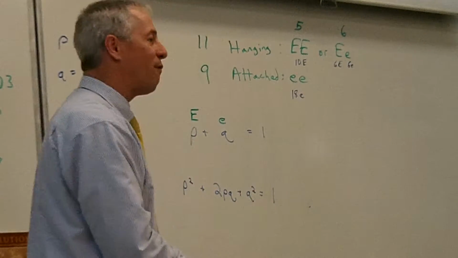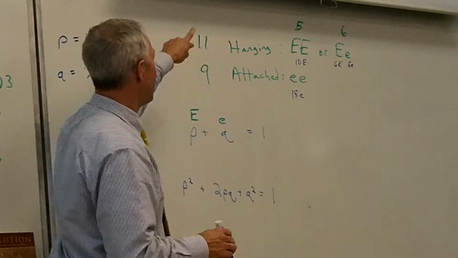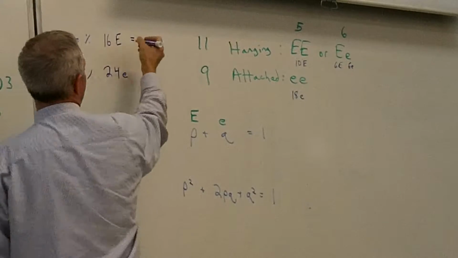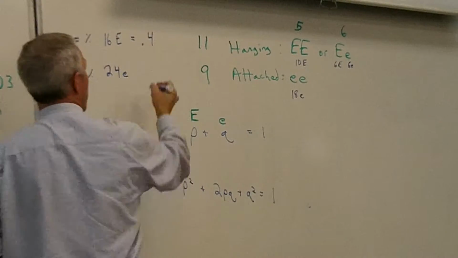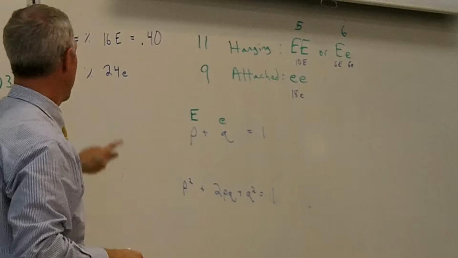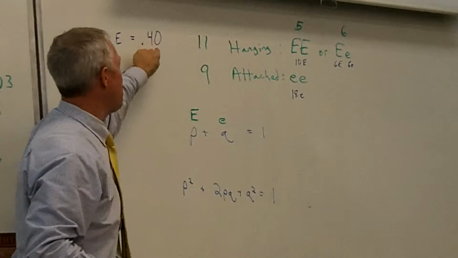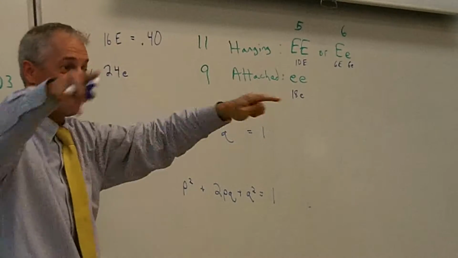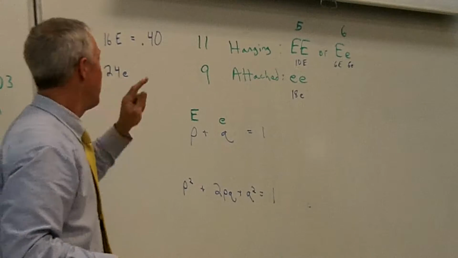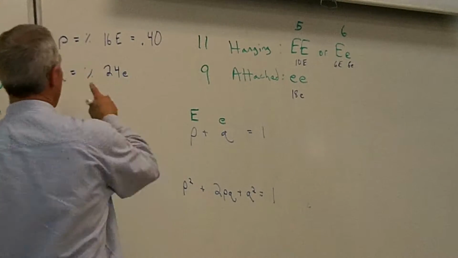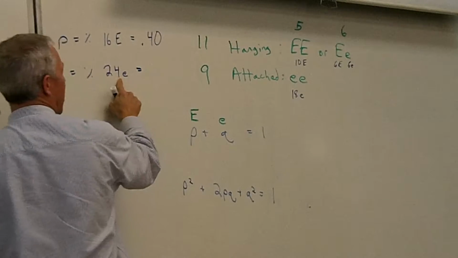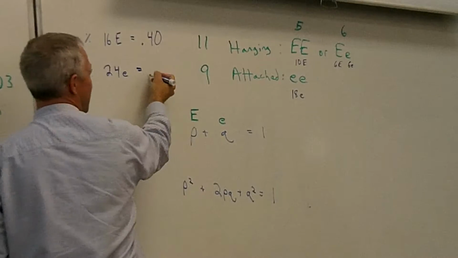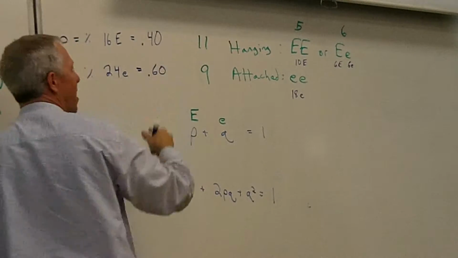So you just figured out for me that in our classroom, P is 0.40. That means 40% of the alleles are dominant in our gene pool for earlobes. And for Q, what percent are recessive? If 40% are dominant, what percent are recessive? 60. Because you have to add them together to get 1.